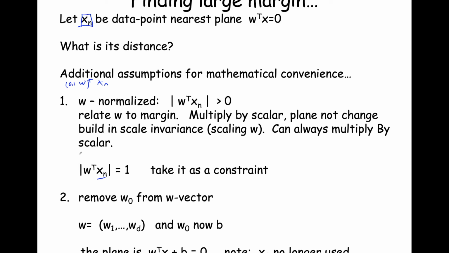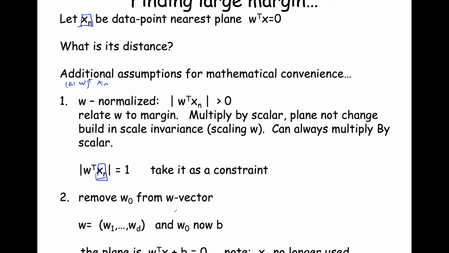Because by definition, we can scale W up and down specifically so that the closest point, xn, to the plane is such that W transpose xn is equal to 1 in absolute value. So now, we're going to do something a little bit different from what we've been doing all semester long. We're going to remove W naught, that dummy variable, from our W vector and just talk about W in its original form in D dimensions.